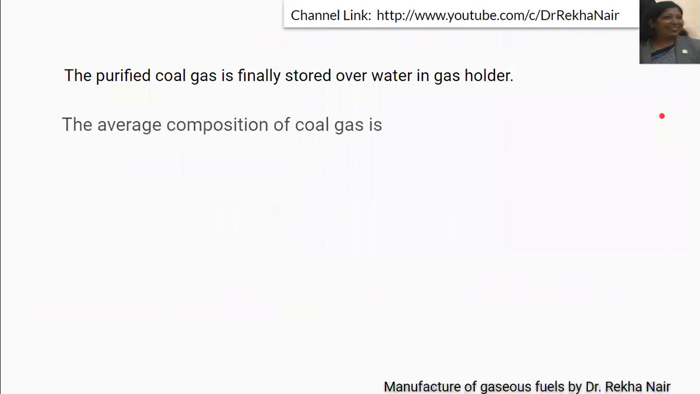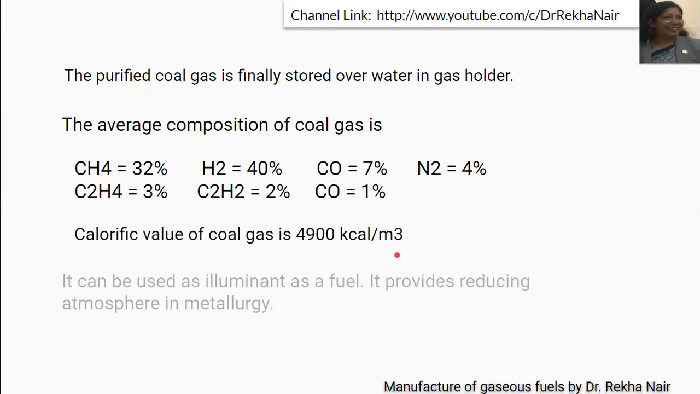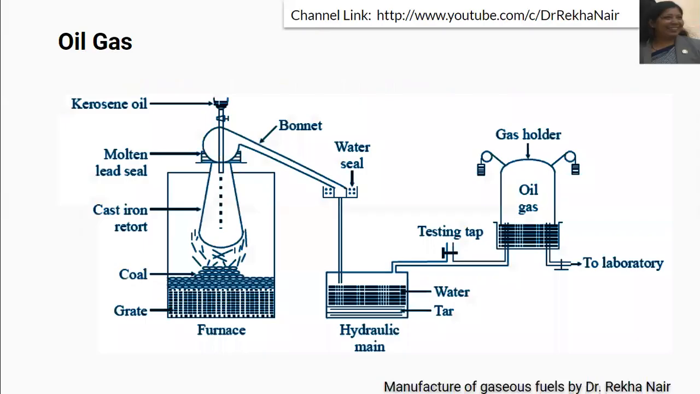The average composition of the coal gas that we obtain is as follows: methane around 32%, hydrogen 40%, carbon monoxide 7%, and all other gases like nitrogen, ethene, ethane, carbon dioxide, etc. in lower percentages. The calorific value of coal gas is around 5000 kilocalorie per meter cube, and it is used as an illuminant, and it provides a reducing atmosphere in metallurgy.